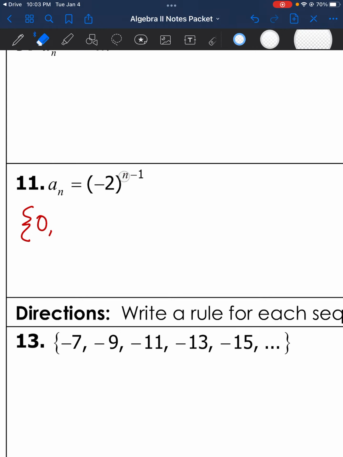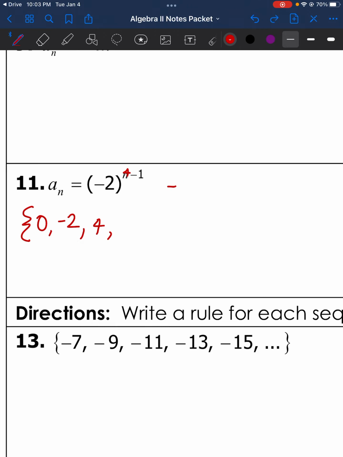Okay? To find the second number, we need to put in 2 for n. 2 minus 1 is 1. Negative 2 to the first power is negative 2. Easy enough. The third number in line, n equals 3. 3 minus 1 is 2. What is negative 2 squared? Well, that's positive 4. Our fourth number in line, n is equal to 4. 4 minus 1 is 3.